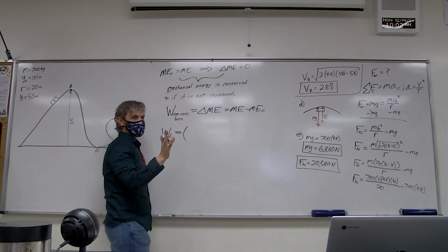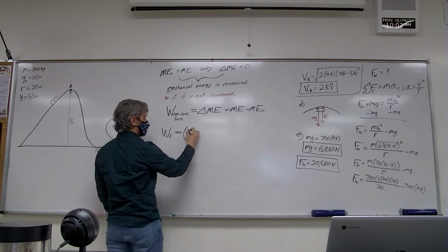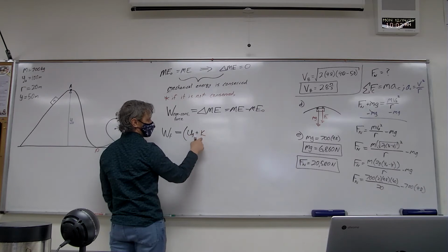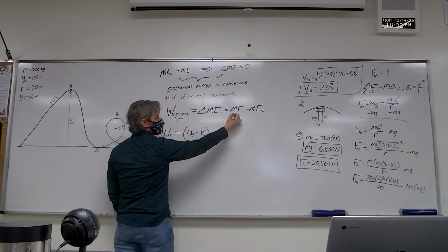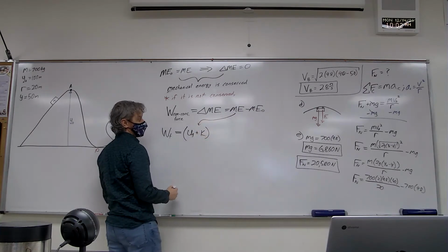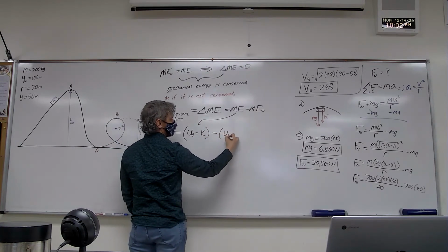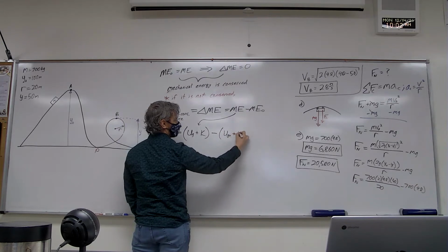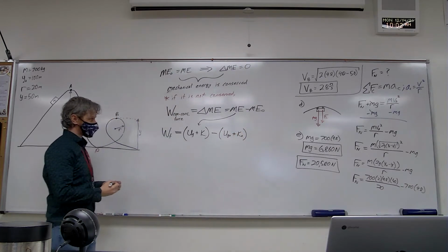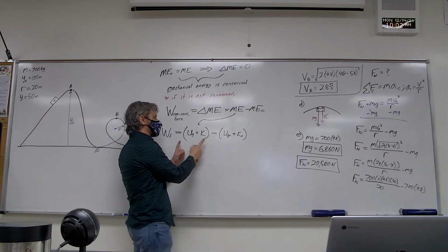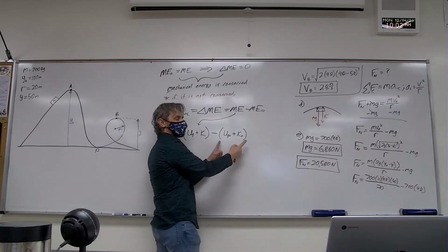And I like using parentheses here. It keeps things organized in my brain. That's just final gravitational potential energy plus final kinetic energy. That's my final mechanical energy. And then subtract my initial gravitational potential energy plus the initial kinetic. This should make sense. This is my final energy. This is my initial energy.